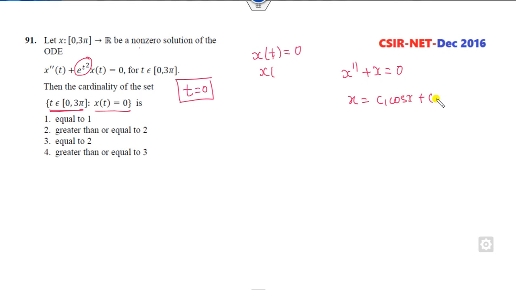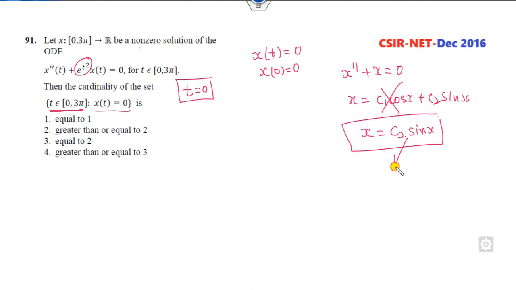C1 cos x plus C2 sin x. When you take x0 equal to 0, C1 will be 0. So the solution will be C2 sin x. Fine. How many zeros are there? Infinitely many zeros. So n equal to 1 cancel, n equal to 2, greater than or equal to 3, greater than or equal to here. So B and D are my correct answers.